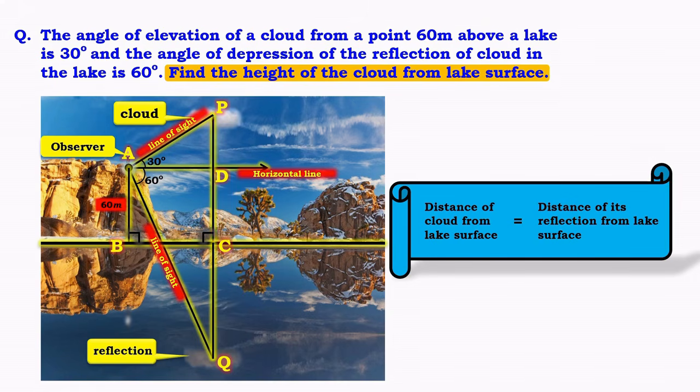An important point to remember is that the distance of the cloud from the lake surface is equal to the distance of its reflection from the lake surface. Therefore, if the cloud is at a certain height above the lake, its reflection will appear at the same distance below the lake surface. In the next steps, we will use these two angles and the given height of 60 meters to find the height of the cloud.